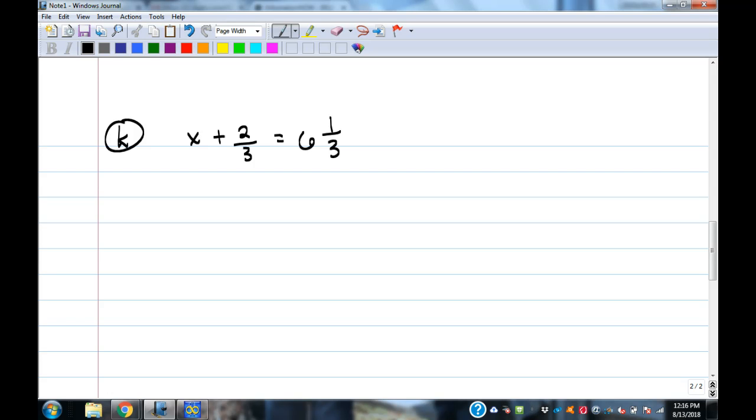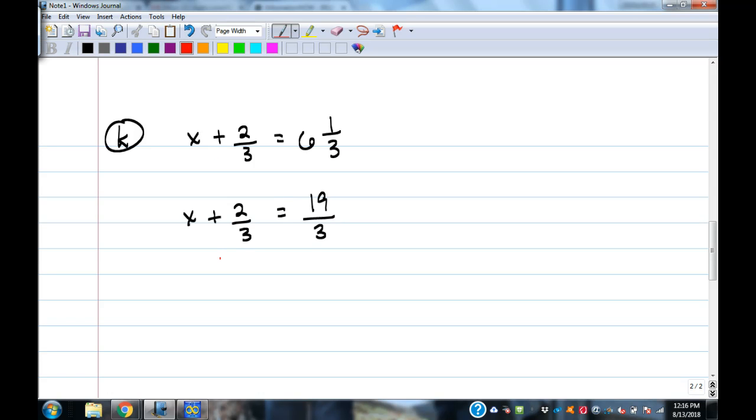You multiply the denominator times the whole number. 3 times 6 is 18, and then we add the numerator. So that would be 6 times 3 is 18 plus 1 is 19 over 3. And then we do the problem. Okay, so if you see a mixed number in your problem that you get today or tomorrow, convert it into an improper fraction and then do the work.